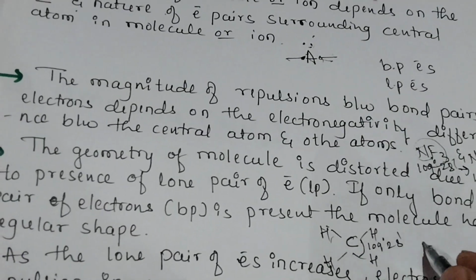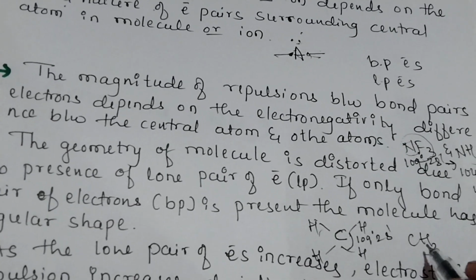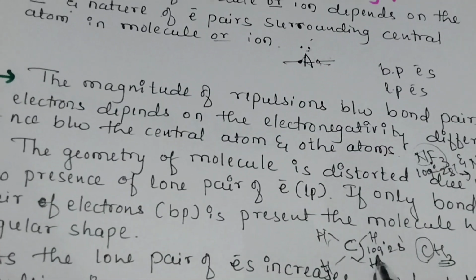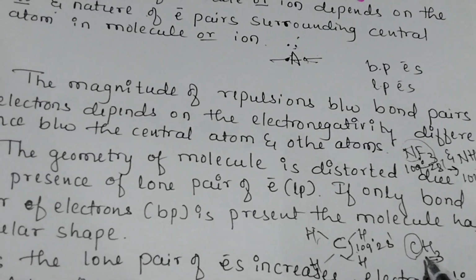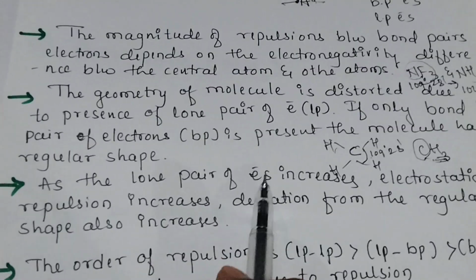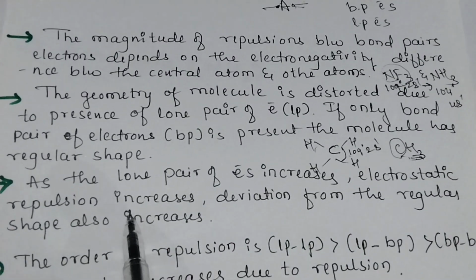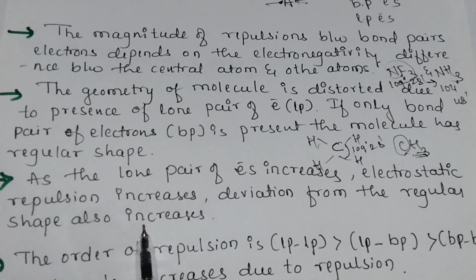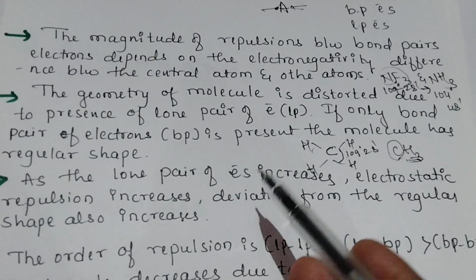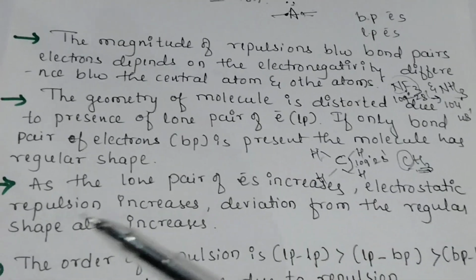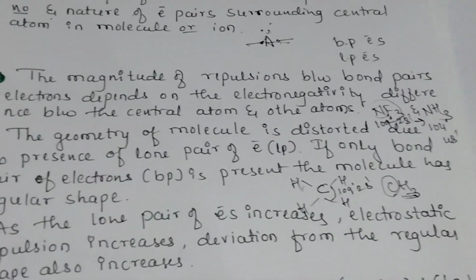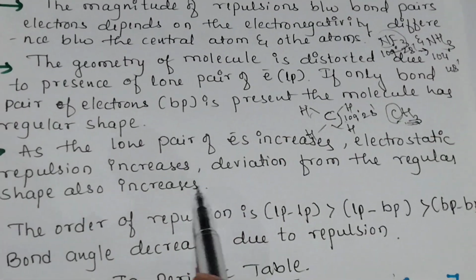Now consider CH3, where the carbon possesses 3 bond pairs and 1 lone pair electron. Compared to CH4, the angle will be reduced in CH3 as well as the shape will be distorted. As the lone pair electrons increase, the electrostatic repulsion increases. The deviation from a regular shape also increases. If the molecule has more lone pair electrons, the electrostatic repulsion also increases, and the shape of the molecule will be distorted.